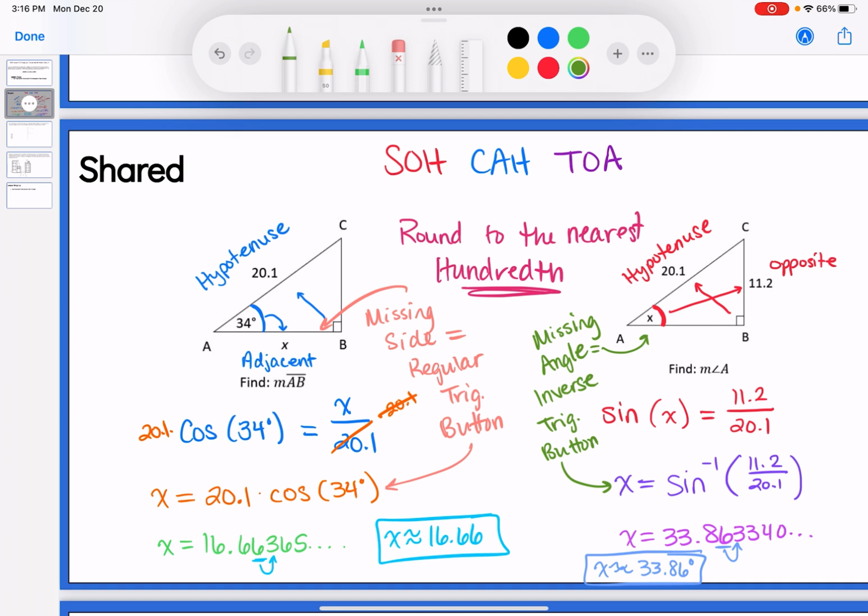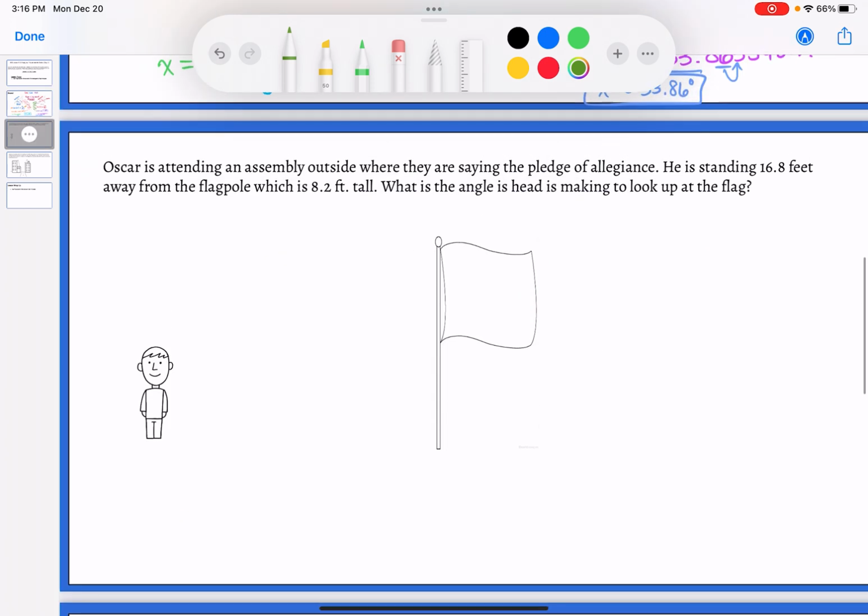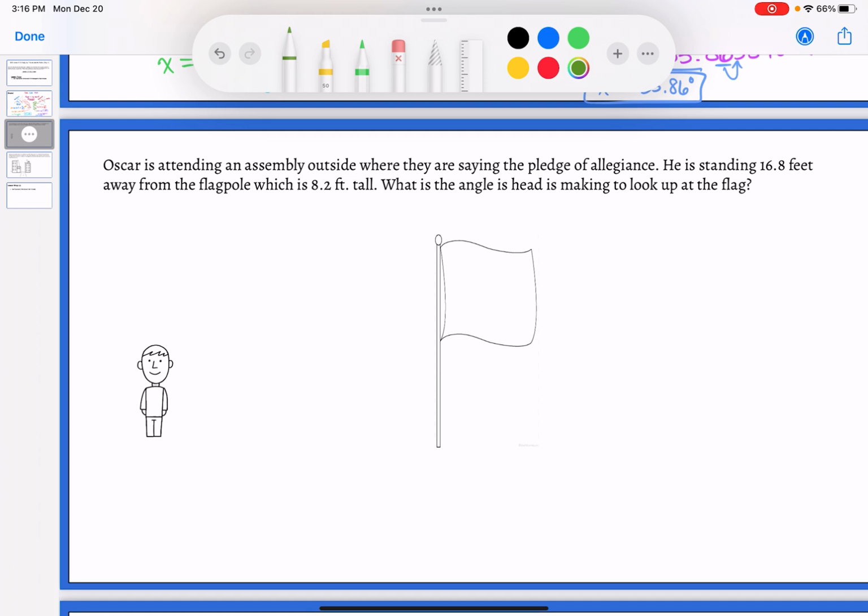But now, it's not just here's a triangle, find a missing side. A lot of times we have real-world situations where we can use these. So here's our first one. Oscar is attending an assembly outside where they're saying the Pledge of Allegiance. He is standing 16.8 feet away from the flagpole. So here's 16.8 feet, right? And the flagpole is 8.2 feet tall. So this is 8.2 feet.